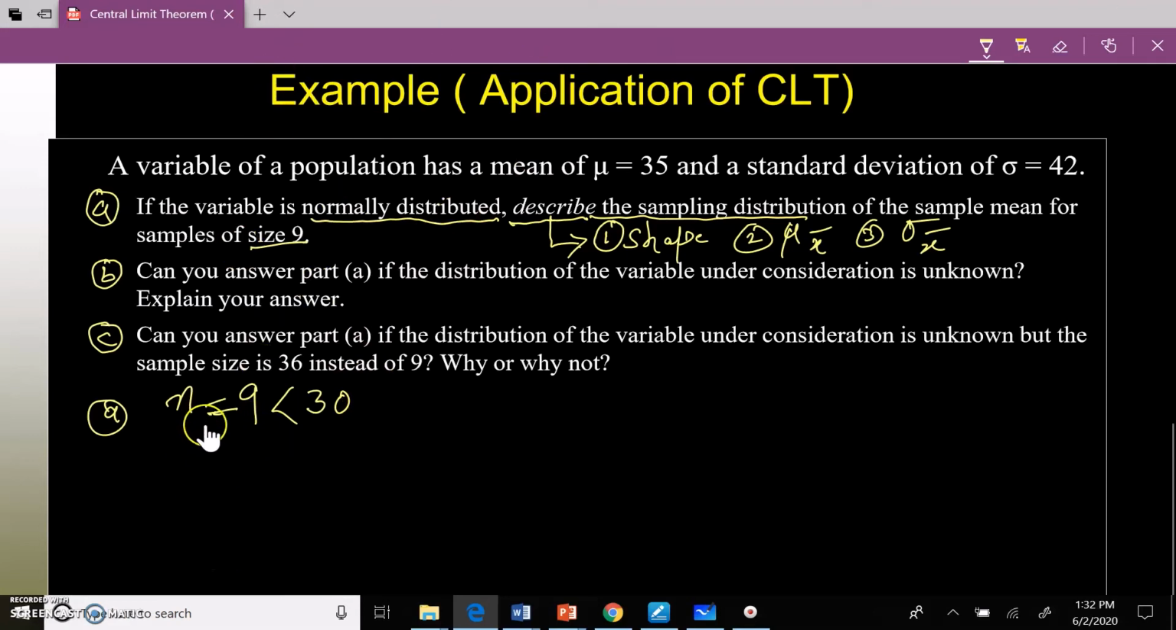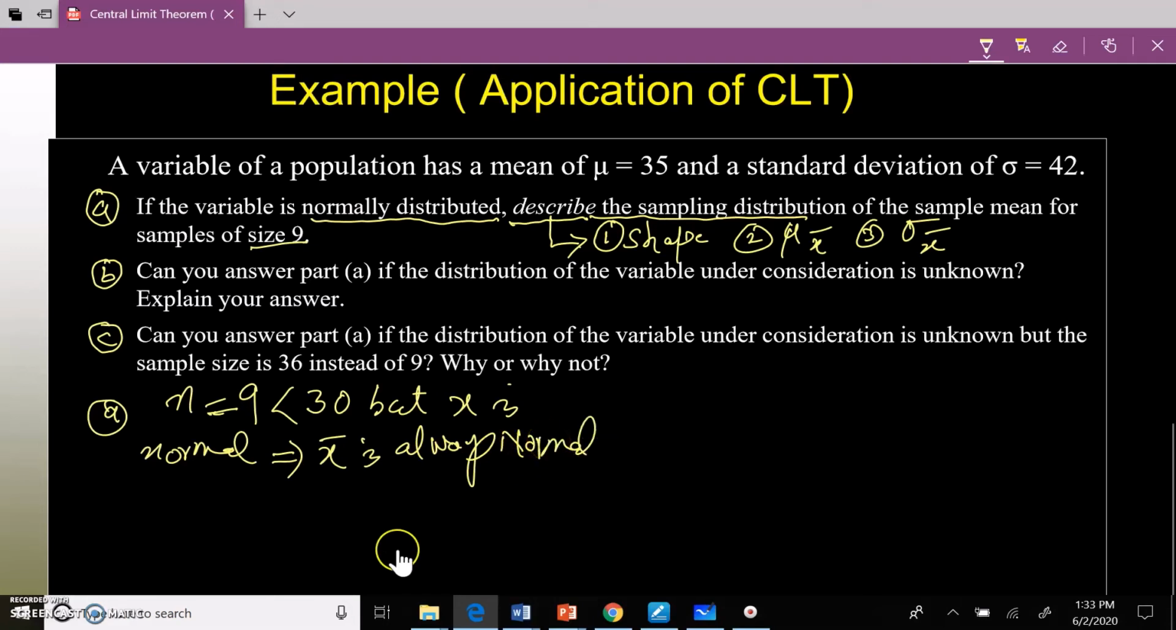So you will say as n is equal to 9, which is less than 30, but x is normal, the parent distribution is normal, it implies that the sampling distribution is always normal. Always normal. I don't care what the sample size is. If the parent distribution is normal, the sampling distribution of sample mean is always normal irrespective of the sample size. Right? This is from the central limit theorem.